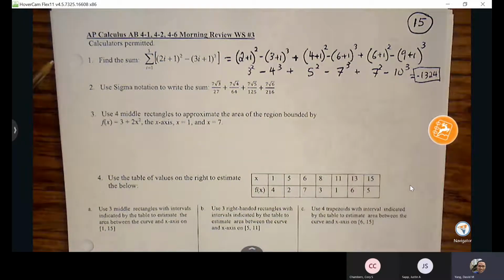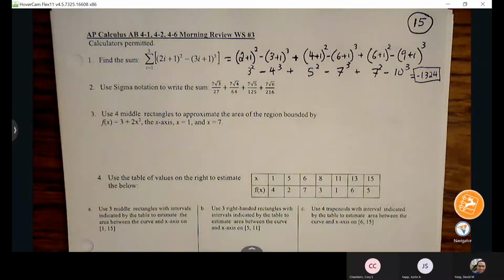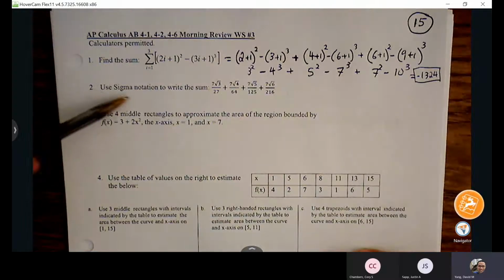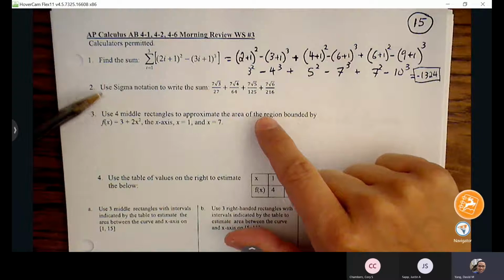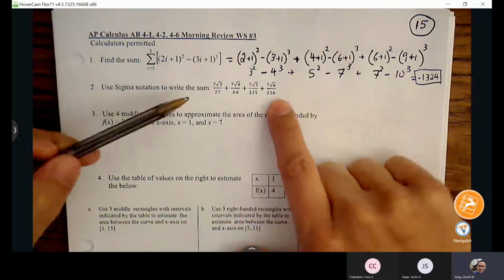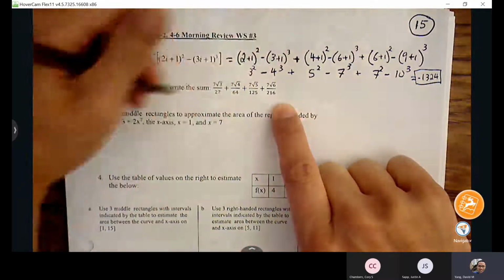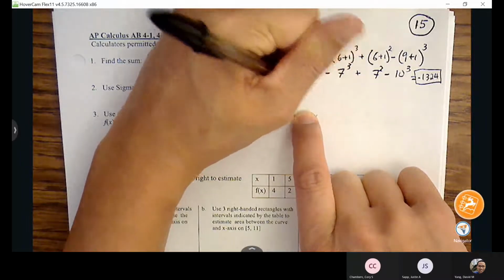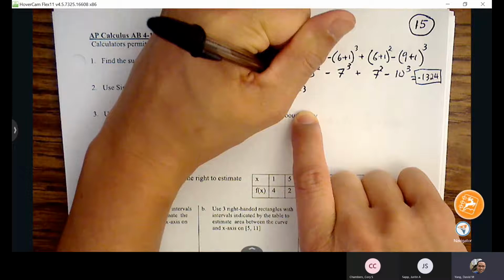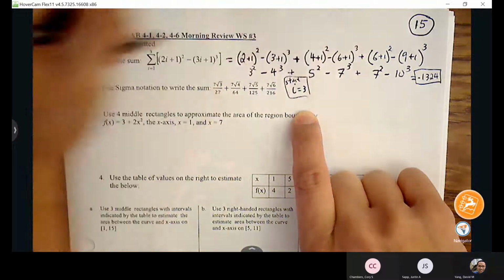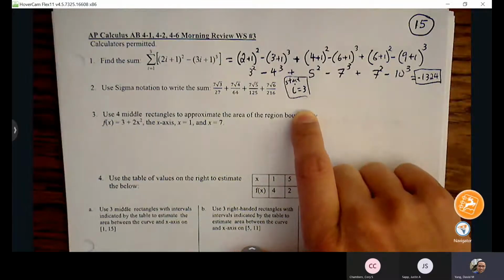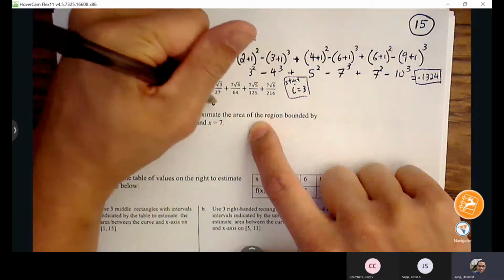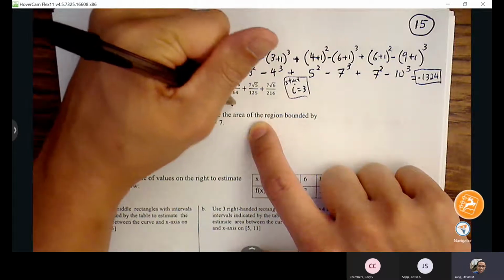Okay, questions on 1? Okay, number 2, use sigma notation to write the sum. Now on the quiz, you'll get to start at I equals 1. For this one though, I think the hint is that you're going to start at I equals 3. So let's say this was I equals 3, then this must be I equals 4.